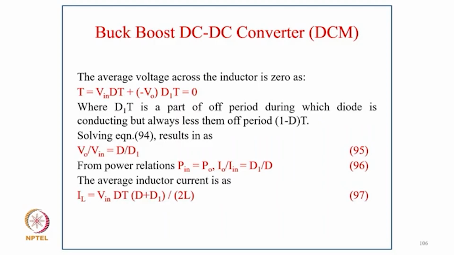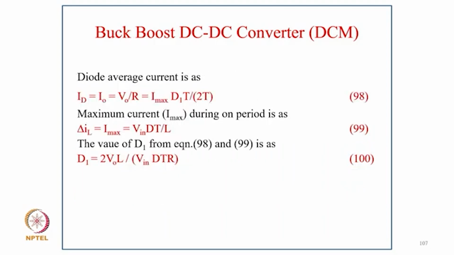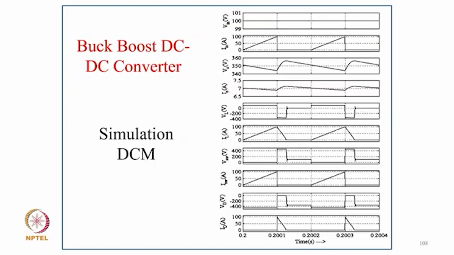The average inductor current is IL = Vin·DT(D + D1)/2L. The average diode current is ID = IO = VO/R = Imax·D1T/2T, and the maximum current during the on period is ΔIL = Imax = Vin·DT/L. So the value of D1 from this equation is D1 = 2VO·L/(Vin·D·T·R). In the waveforms of this buck-boost converter in DCM, you can clearly see the discontinuous input current, output current, inductor voltage and discontinuous inductor current, switch voltage, switch current, and output voltage.